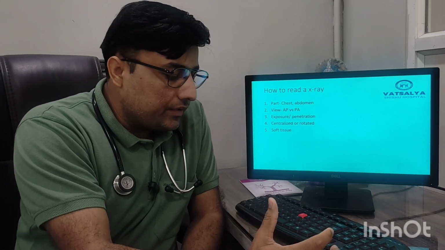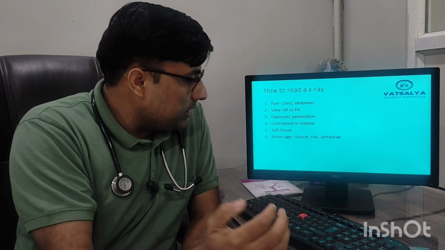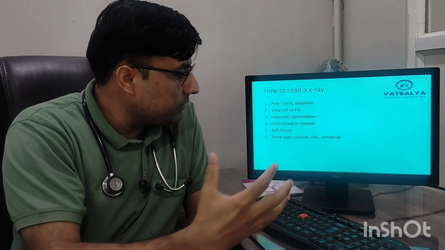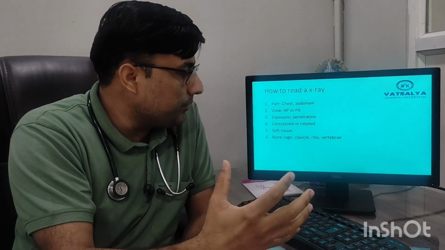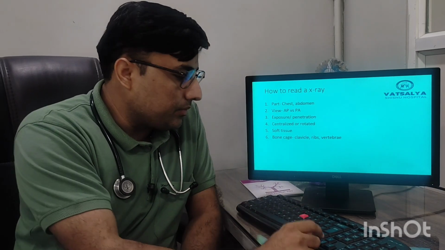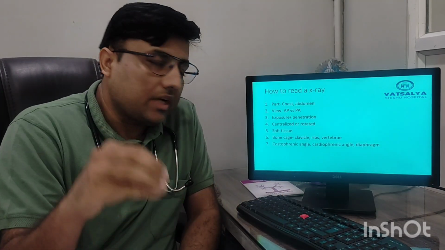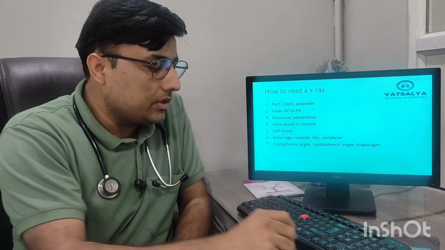Then coming to soft tissue, what to look for in soft tissue. Then we'll go from outside to inside. First is soft tissue, then inside the bony cage, in that clavicle, rib cage, ribs and vertebrae. Then inside, costophrenic angle, cardiophrenic angle and diaphragm. Okay, so we are going from outside to inside.